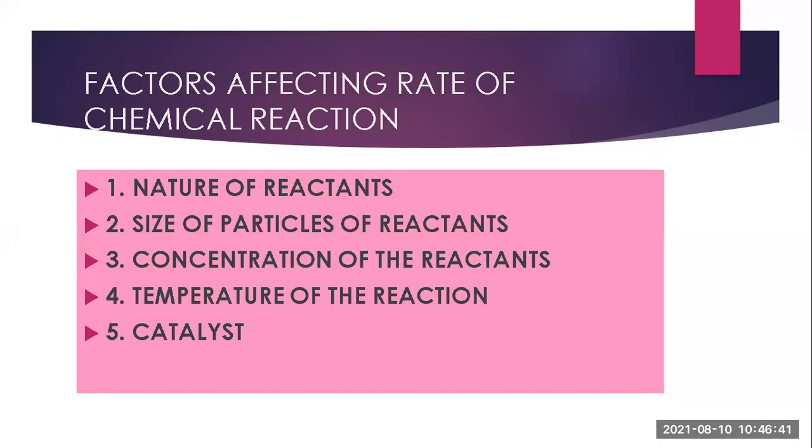But how are these reactions happening? That means, what are the factors which affect the rate of chemical reaction? That is also an important part to study. How will be the nature of the reactants, the size of the particles of the reactants, the concentration of the reactants, what will be the temperature, and should we use a catalyst or not, and why are we using the catalyst? So these are all different types of factors which affect the rate of chemical reaction.